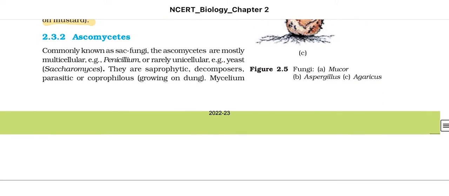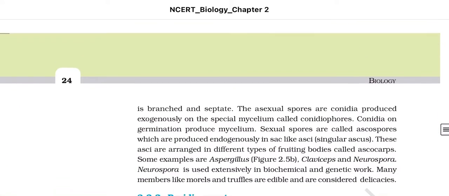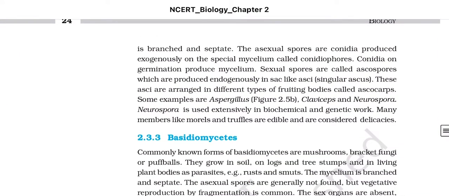Ascomycetes. Commonly known as sac fungi, the ascomycetes are mostly multicellular, for example Penicillium, or rarely unicellular, for example yeast, Saccharomyces. They are saprophytic decomposers, parasitic, or coprophilous, growing on dung. Mycelium is branched and septate.